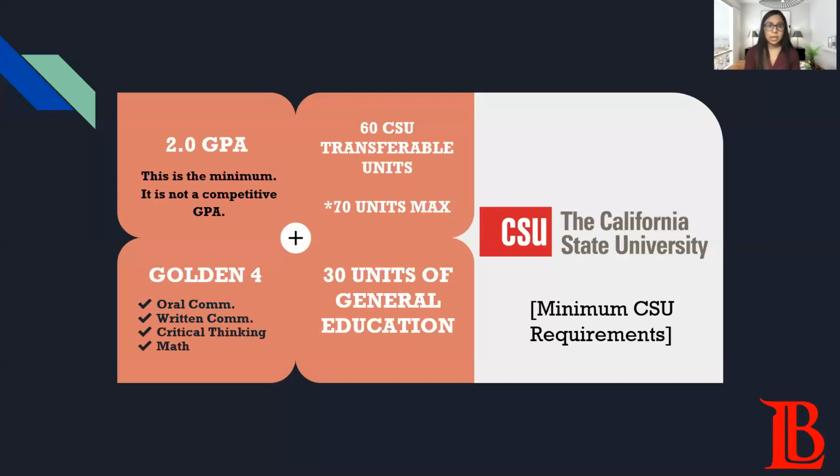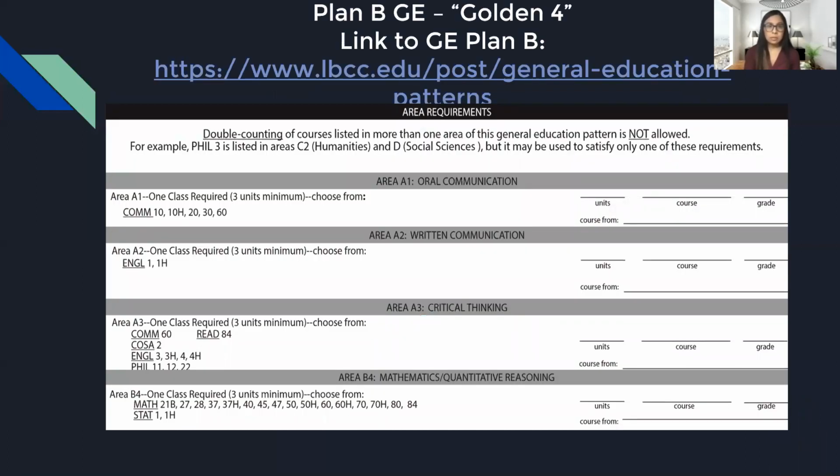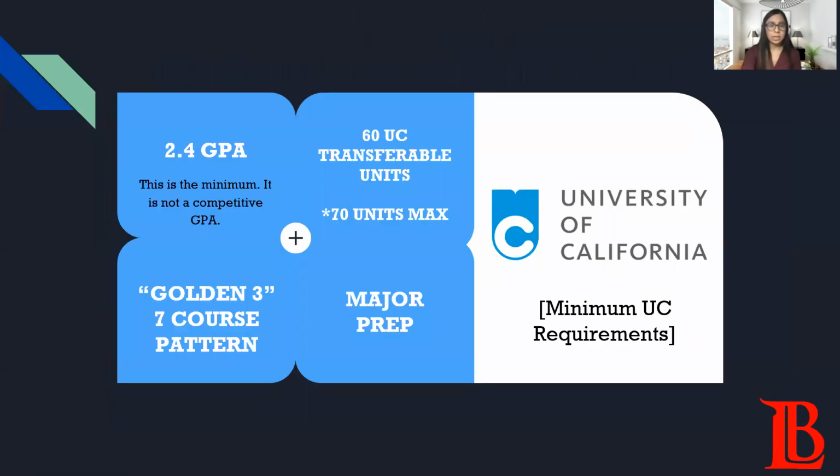So as you can see on the next slide, it's an example of a Plan B. And as you can see here on area A1, it says oral communication. You need a class from there. Area A2, written communication. You need a class from there too. Area A3, critical thinking. And area B4, mathematics and quantitative reasoning. So as we mentioned, these are the Golden Four classes that you must take in order to be able to transfer. Again, once you meet with your counselor, you can decide what classes best fit your schedule.